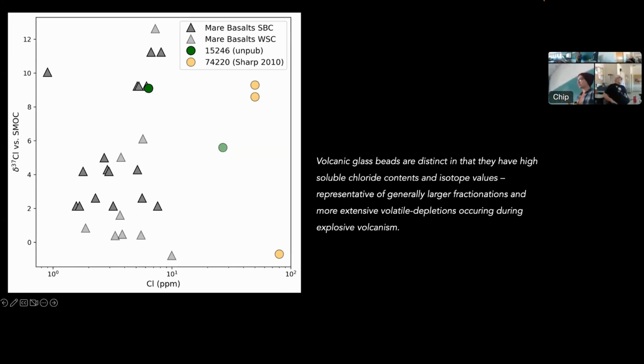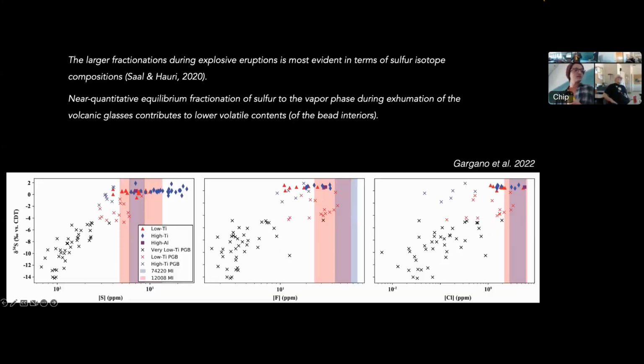And this larger fractionation is most evident in terms of sulfur isotope values. Well, I'm behind one slide. That's why I'm a bit behind here. There we go. This larger fractionation occurring during explosive eruptions is most evident in terms of sulfur isotope values.